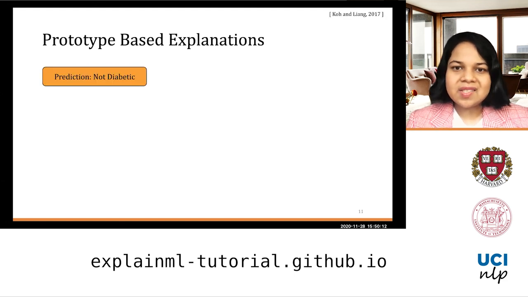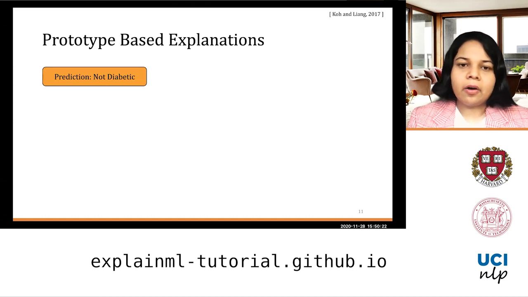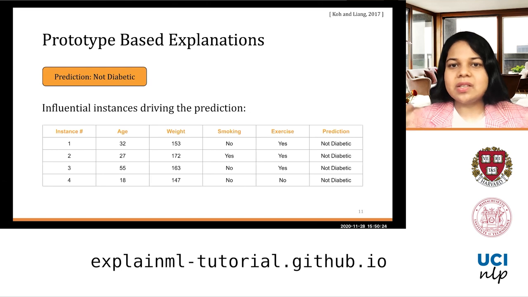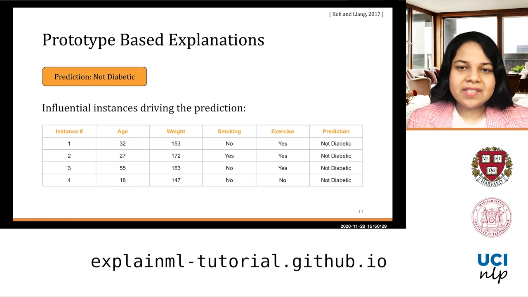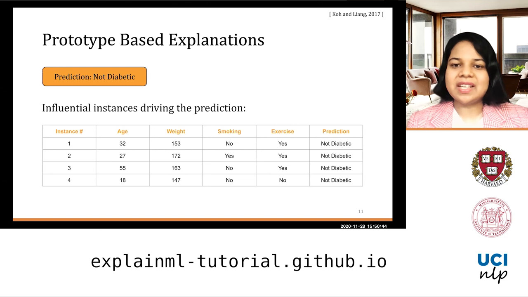But let's consider this case where we are thinking about a classification task where each patient in the data is classified as either being diabetic or not. And then, using the techniques that we discussed in the previous section, we can actually identify instances in the training data which might be driving this prediction. So here you see a list of the top four instances which drive this prediction. And clearly, since the number of features that we are considering here for each prototype is actually quite small, this explanation is interpretable and is providing us with insights.